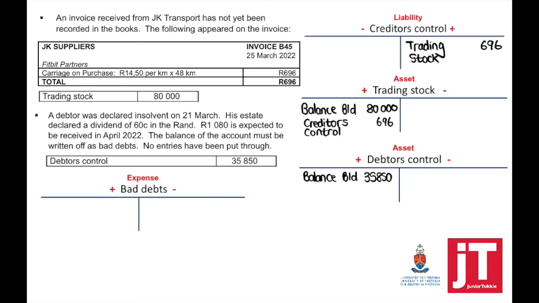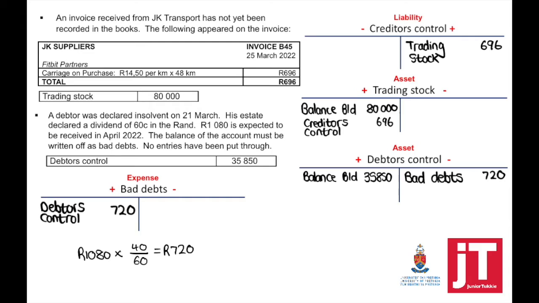His estate declared a dividend of 60 cents. 1,080 is expected. This means that 40 cents will be written off. Be careful now. That 1,080 is the 60 cents which we are going to receive. That's why we have to say times 40 divided by 60. 720 will be written off as bad debts. Debtors control is credited, bad debts is debited.